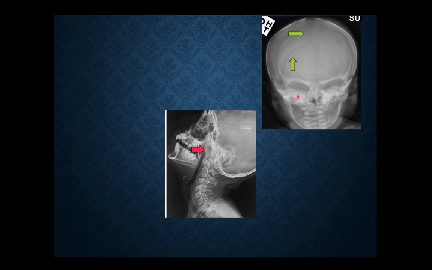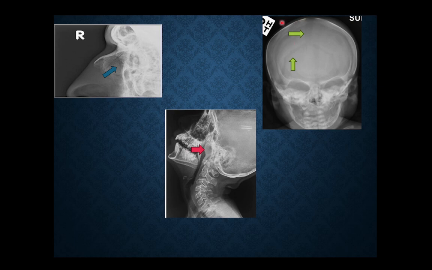Okay, now in this view of the skull, we have marked two sutures. So which one is sagittal and which one is lambdoid? The vertical arrow is pointing towards the lambdoid and the midline is sagittal.